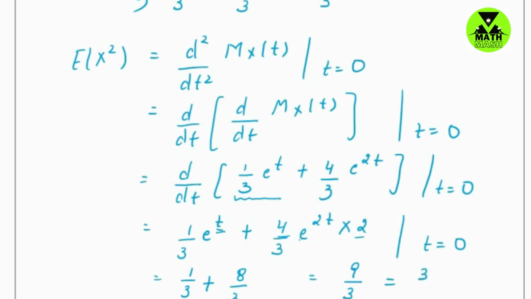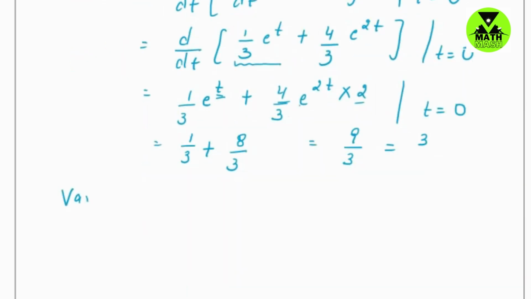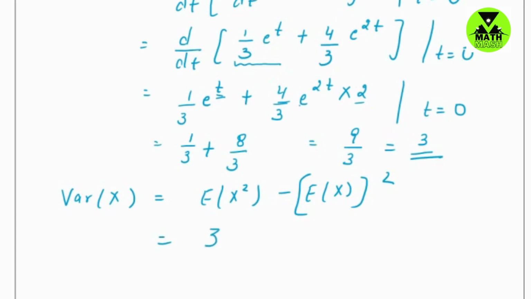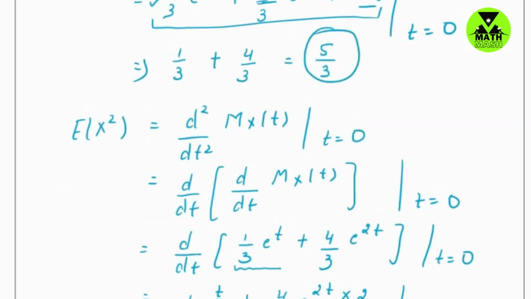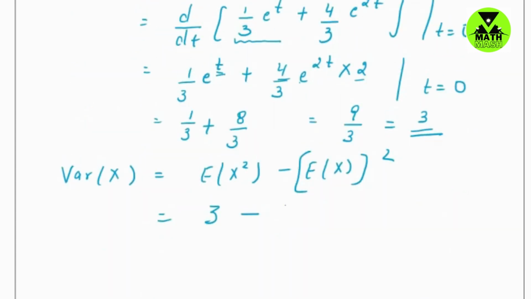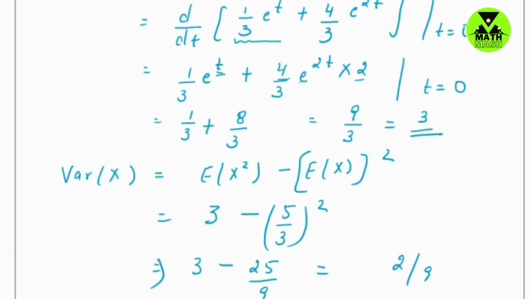So the variance, by definition, variance of x is given by expected value of x square minus expected value of x whole square. So expected value of x square equals 3, minus expected value of x, which is 5/3, and whole square. So this is 3 minus 25/9, which equals 2/9. So this is the variance of x.